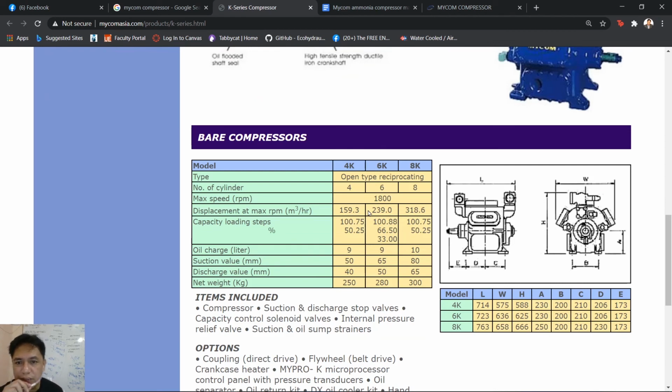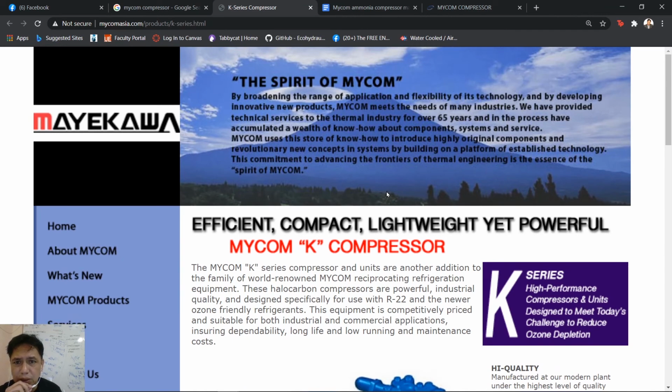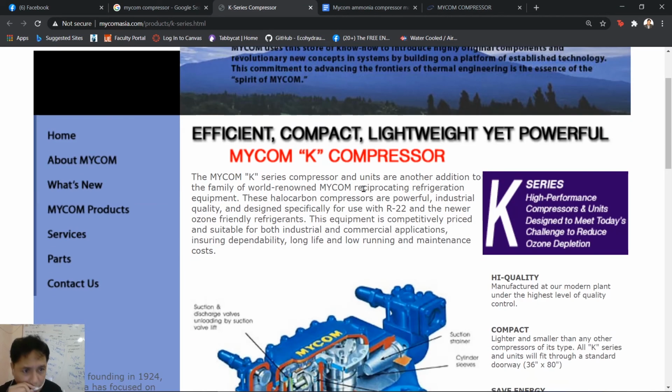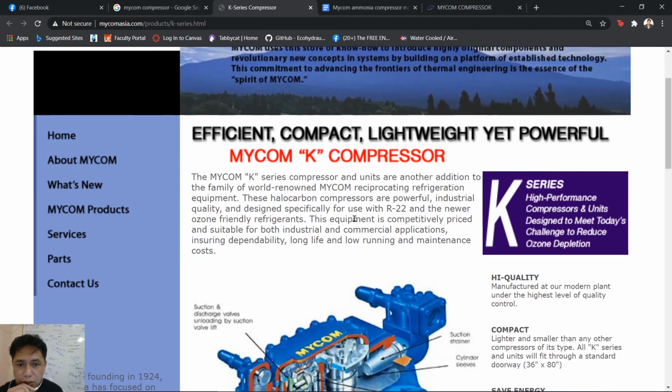So ano yung mga specifications? What are the specifications of a compressor? In this case, this is a screw compressor, no? So type open, type reciprocating. Ay, reciprocating pala to, no? Na piston, no? Mayekawa. Mayekawa is the manufacturer of Mycom, no? So ngayon tingnan niyo to.